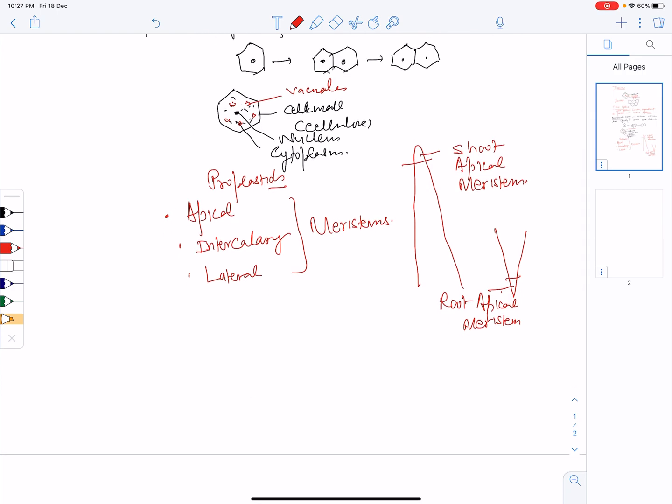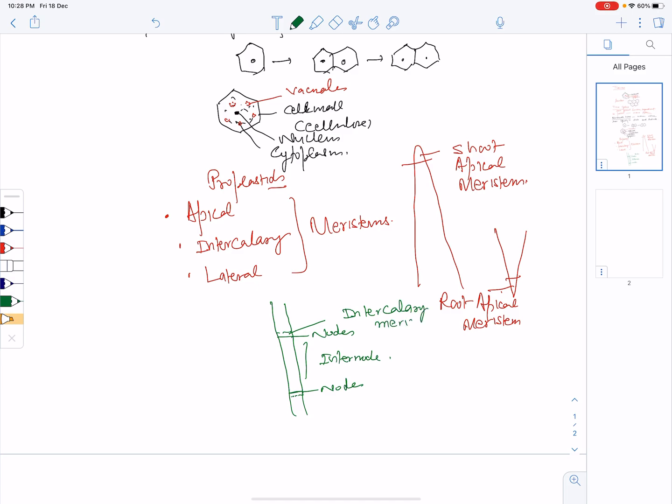And if it is intercalated between permanent tissue, if it is a stem having nodes, and this is an internode, the meristematic tissue may be present above the node or below the node. So this is called intercalary meristem, intercalated between the permanent tissue.